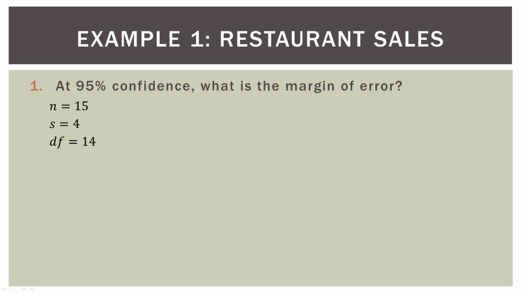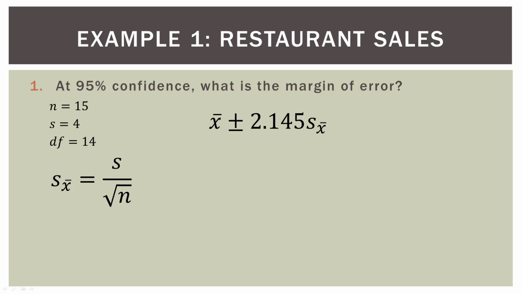So let's do the first one first. So at 95% confidence, what is the margin of error? So we had an N, a sample size of 15, a sample standard deviation of 4, and that means a degrees of freedom of 14. So remember, degrees of freedom is N minus 1. So when we find that in our T table, we find that degrees of freedom of 14 at 95% confidence, or an alpha of 0.05, is 2.145. So 2.145 is the T value for 95% confidence and degrees of freedom of 14.